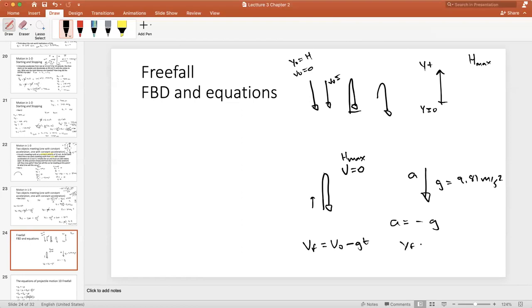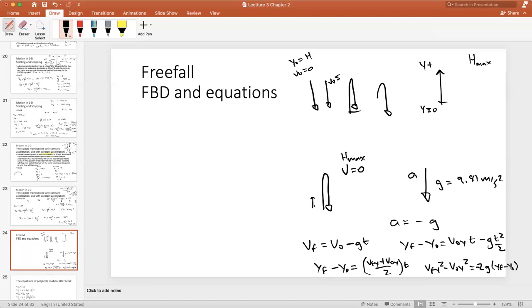And we have y final minus y initial is v naught of y times t minus g t squared over 2. And we have y final minus y initial is v final y plus v initial over 2 times t. And finally, v final y squared minus v initial y squared is equal to 2 times negative g times y final minus y initial. Okay, those were given earlier.